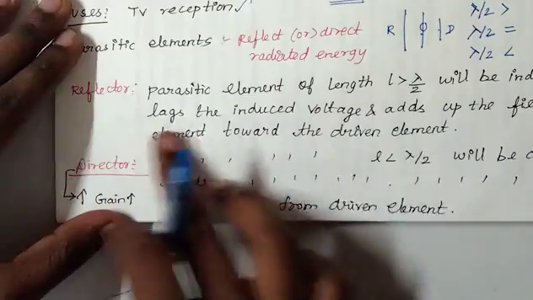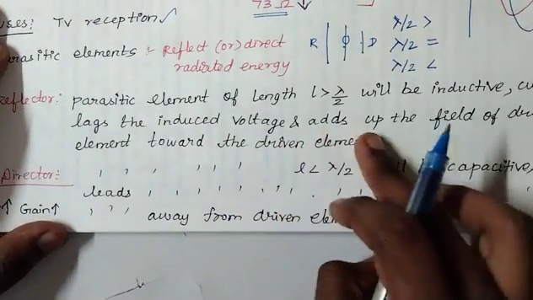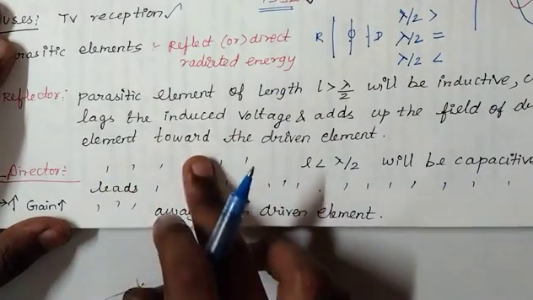It will be inductive and the current will be lagging the induced voltage, and adds up the fields of the driven element towards the driven element.